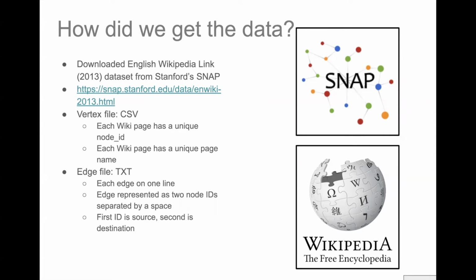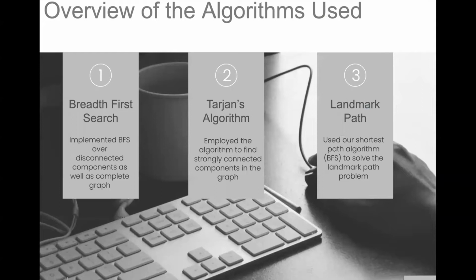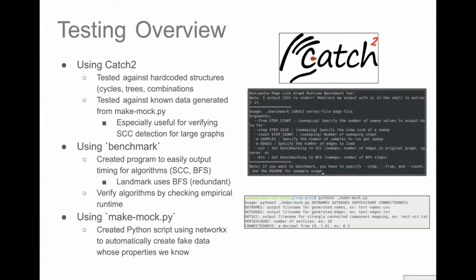Coming to the overview of the algorithms we used, the traversal we used was a BFS, a breadth first search. And we implemented the BFS over disconnected components as well as the complete graph ADT. And coming to strongly connected components, we used Tarjan's algorithm instead of Kosaraju's algorithm, and employed the algorithm to find the SCCs in the graph. And coming to the landmark path, we used our shortest path algorithm in our BFS traversal to solve the landmark path problem.